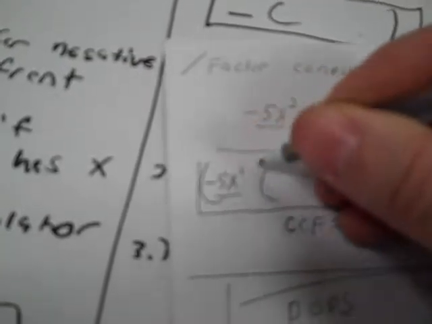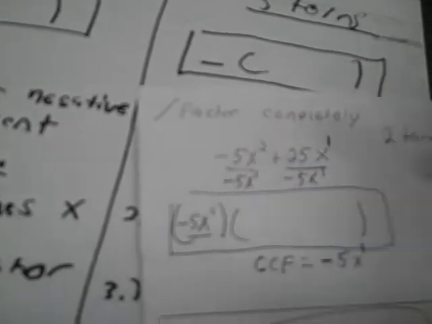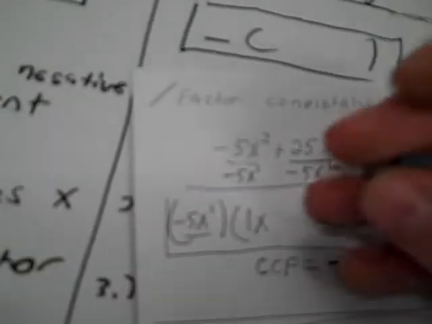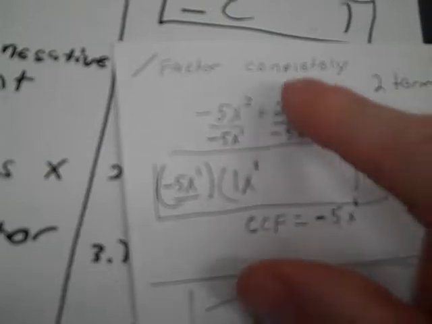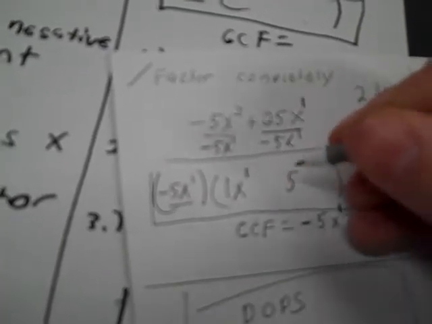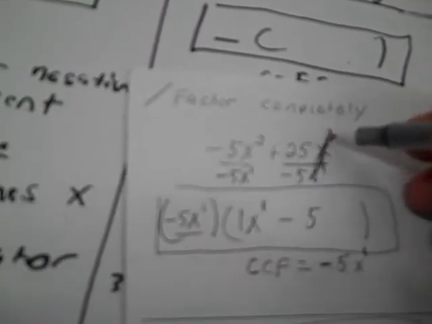Okay, so the negative 5x to the first goes out here. I put a parentheses around it, and then I divide by negative 5x to the first. Now I divide negative 5 by negative 5. I just divide the big numbers, and I get 1. And then for the x variable, I subtract the exponent. So I take 2 minus 1, which is 1. Then I take positive 25 divided by negative 5, and I get negative 5. So I put a 5 with a minus sign because it's negative. Okay, and then since these have the same power, we just cross those out.